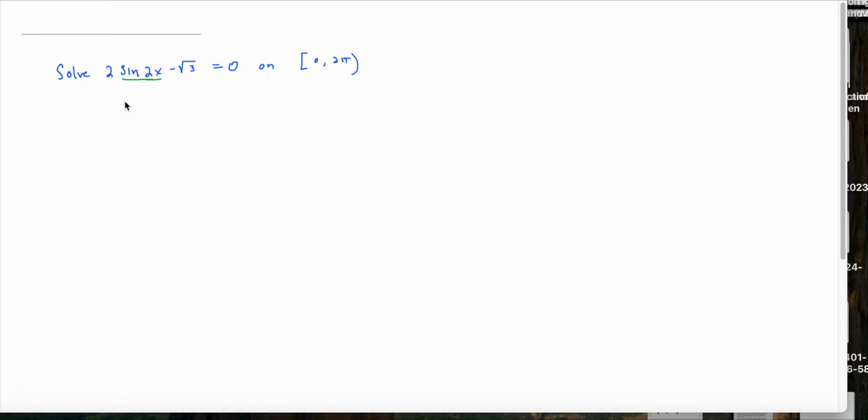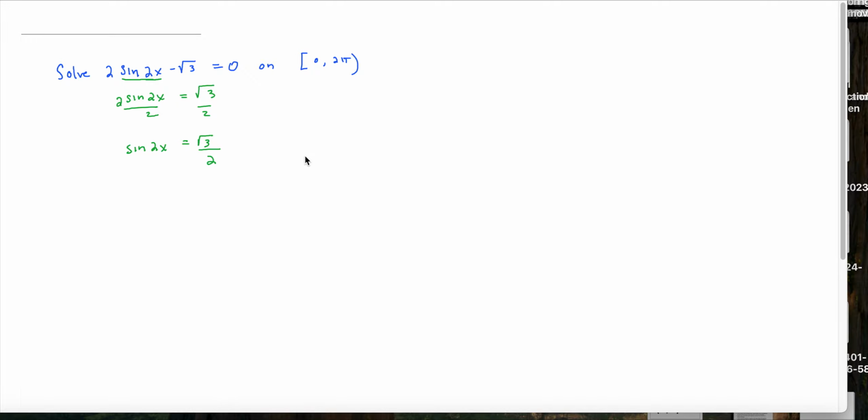So let's take that negative square root 3 to the other side. Divide both sides by 2. So I have sine 2x is equal to the square root of 3 over 2. So I'm actually just going to solve for 2x.